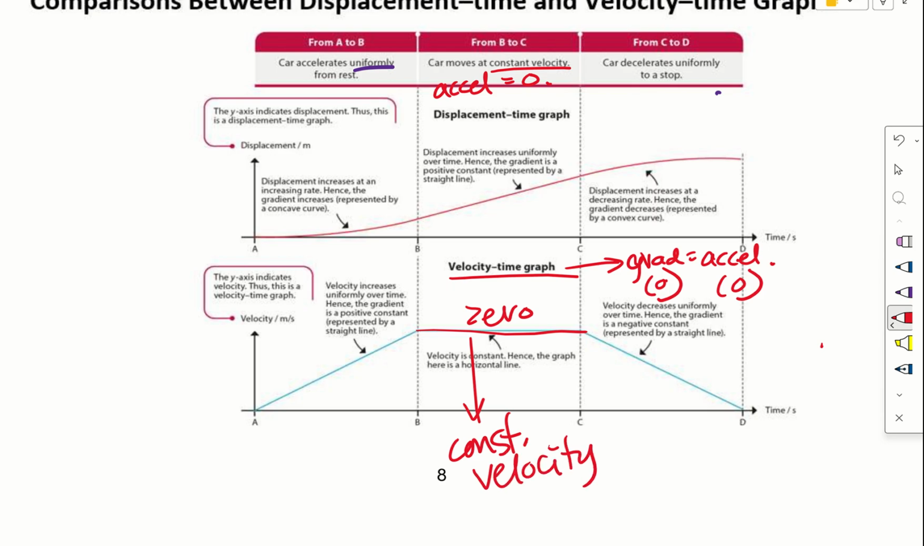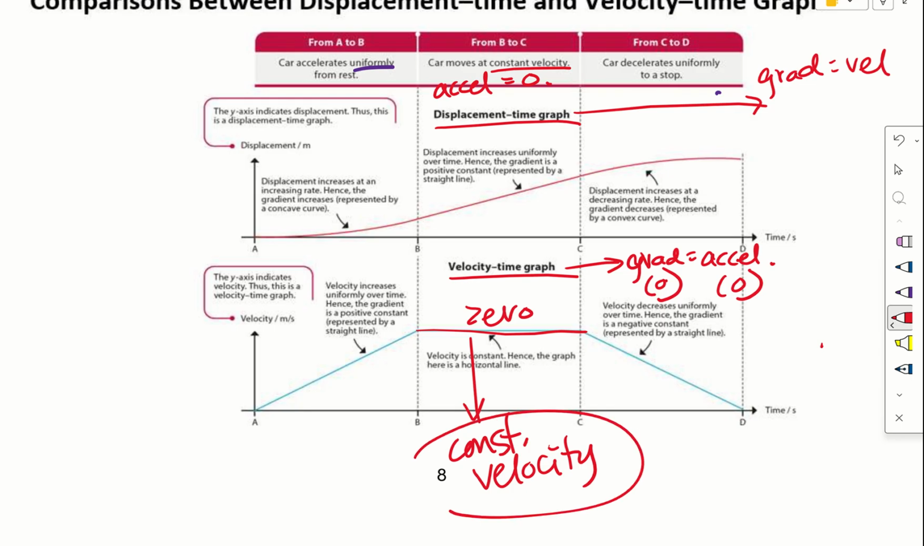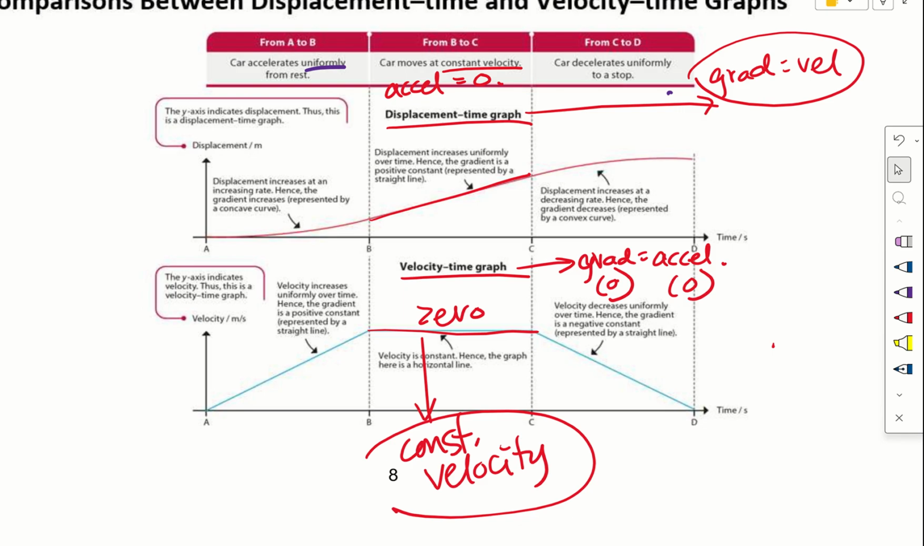So again, how would that translate to displacement time graph, whereby the gradient represents velocity? If I have constant velocity, that means in a displacement time graph, my gradient will also be constant. So it will have to be a straight line. This will tell me that there is constant velocity.